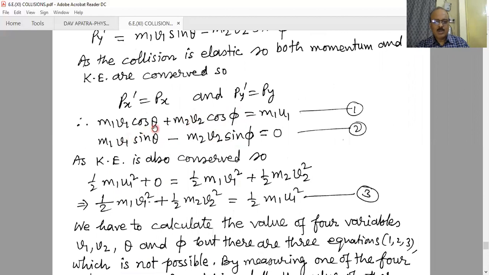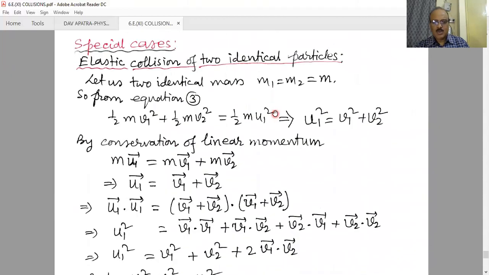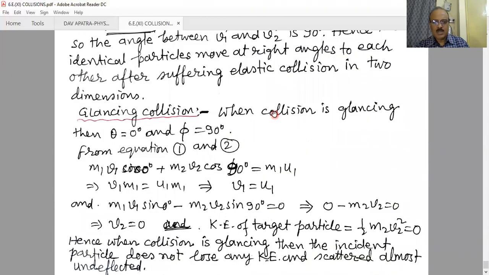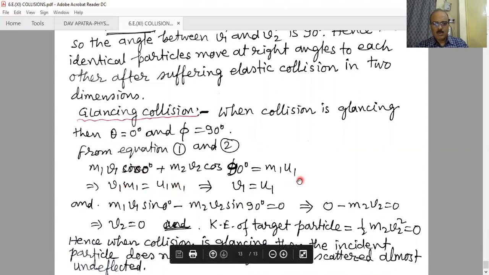Therefore m1 v1 cos 0, which means 1, m1 v1 is m1 u1. That means v1 is u1. So in this type of collision, when theta is 0 degrees and phi is 90 degrees, m1 v1 equals m1 u1, that is v1 is u1. And from the second equation, m1 v1 sine 0 degrees minus m2 v2 sine 90 degrees is 0, and from that we get v2 is 0.